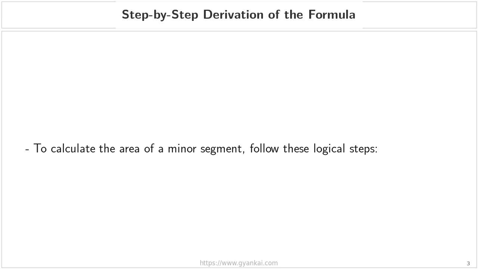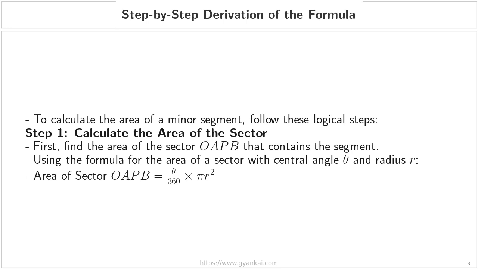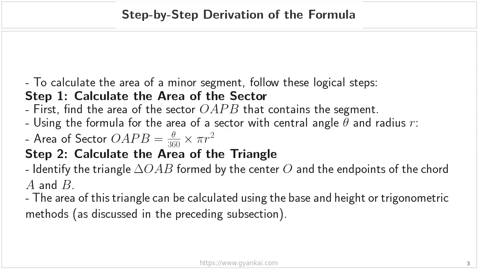Step 1. We begin by calculating the area of the sector. Specifically, we want to find the area of the sector, labeled OAPB, which is the larger pie slice that contains our segment. To do this, we use the standard formula for the area of a sector, which is theta divided by 360 multiplied by pi r squared, where theta represents our central angle and r is the radius of the circle.